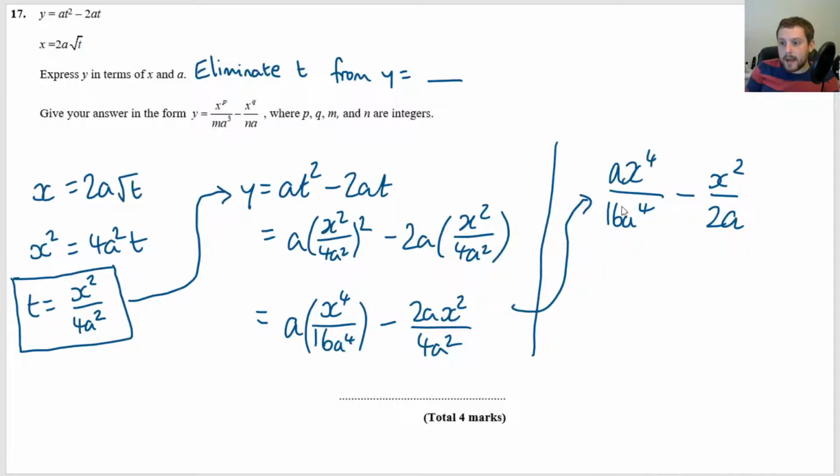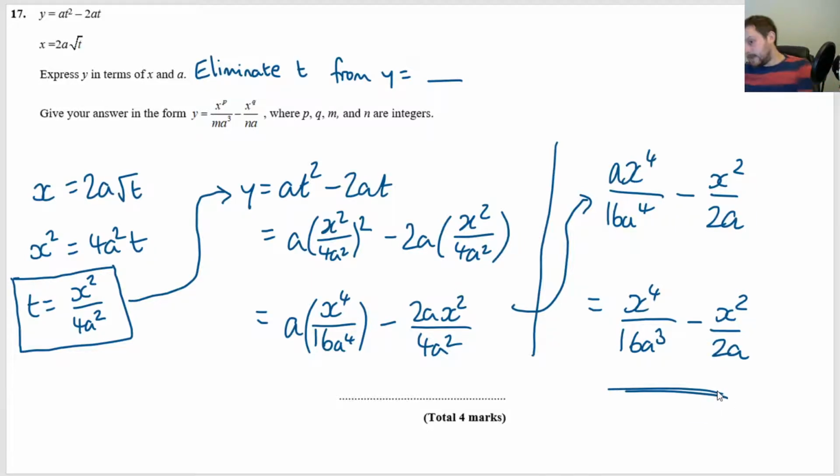And here I can divide top and bottom by A, and I actually think that this is now the final answer, isn't it? So X to the 4 over 16A cubed minus X squared over 2A. I think that's the final answer. X to the 4 over 16A cubed minus X squared over 2A. Fantastic. Right.